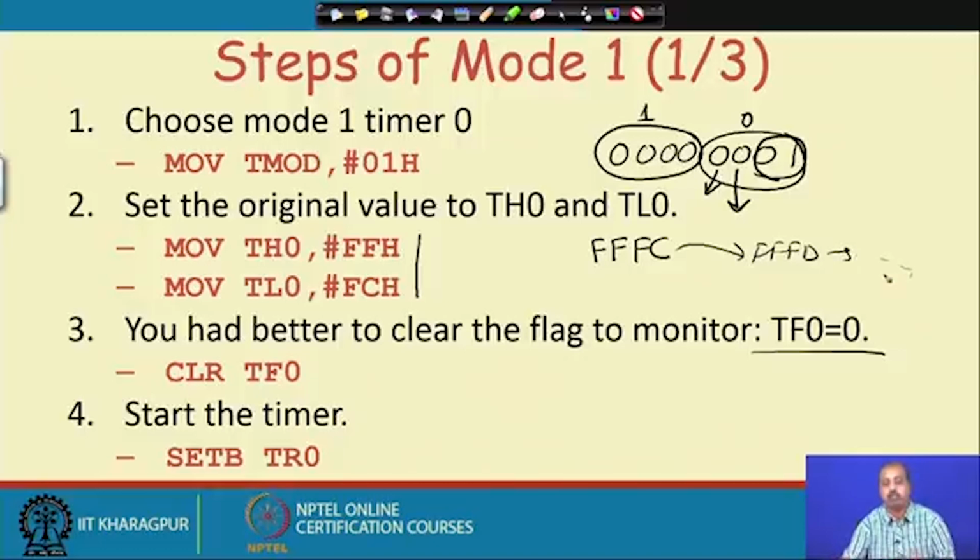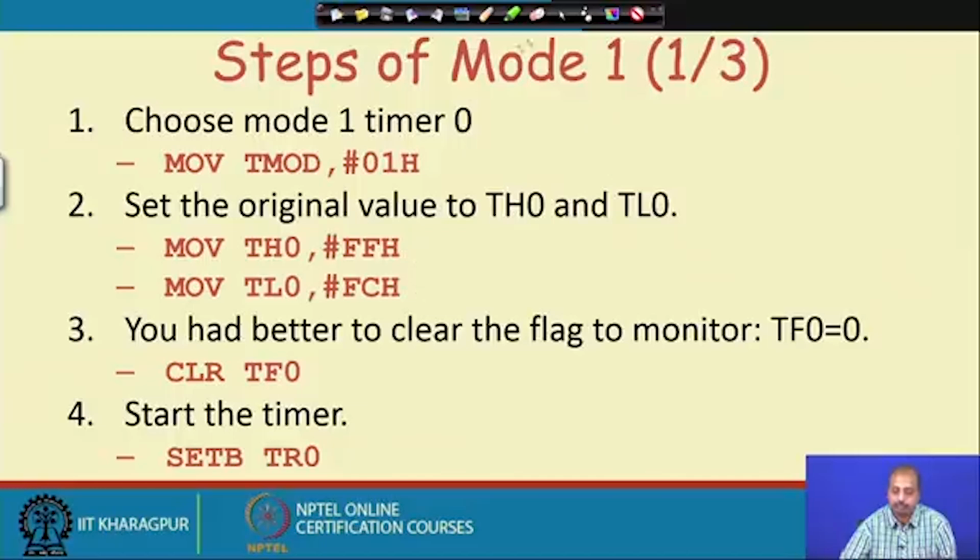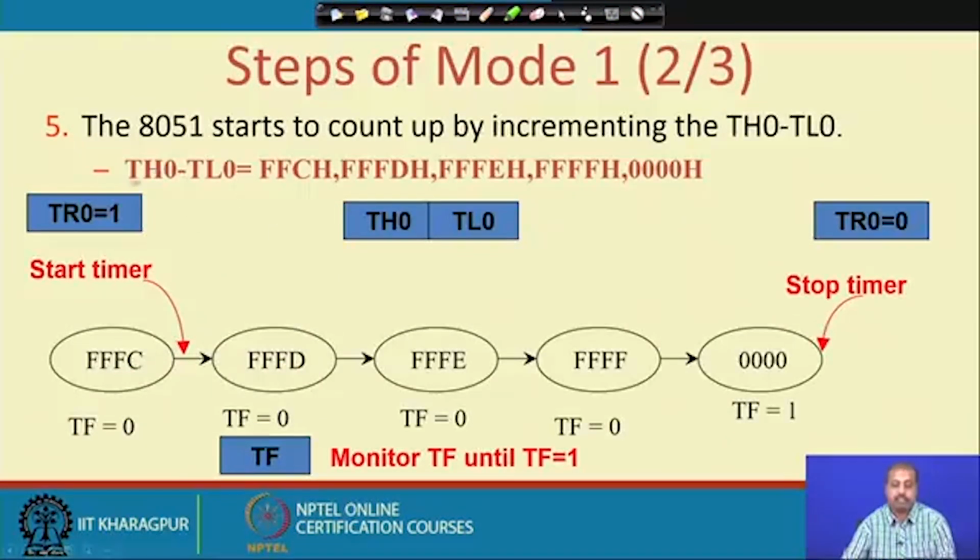When it comes to 0, there is an overflow, and that will be detected. So the 8051 will start counting like this: FFFC, FFFD, FFFE, then FFFF, then 0000. When it goes from FFFF to 0000 at that point, if you monitor, this TF0 bit will be set to 1. Previously this TF0 bit was 0.